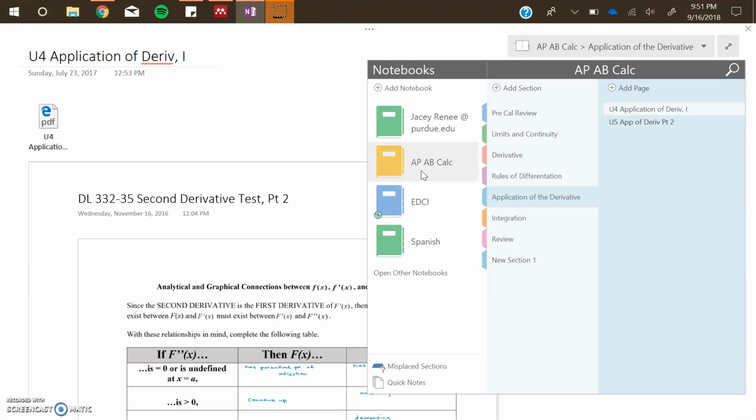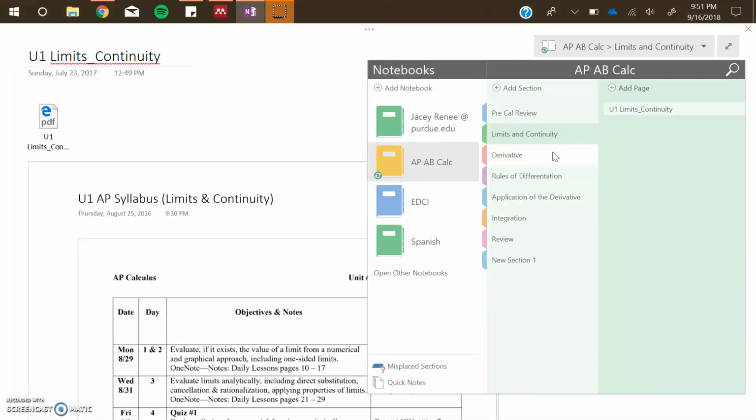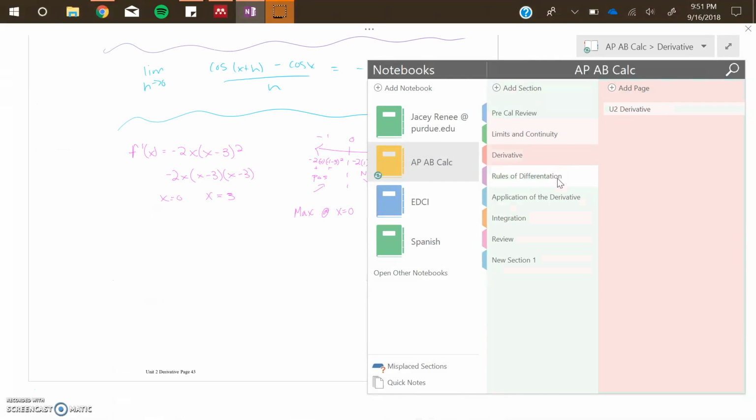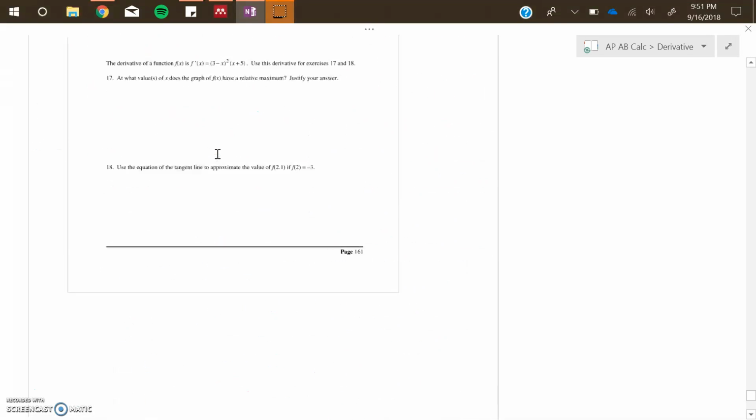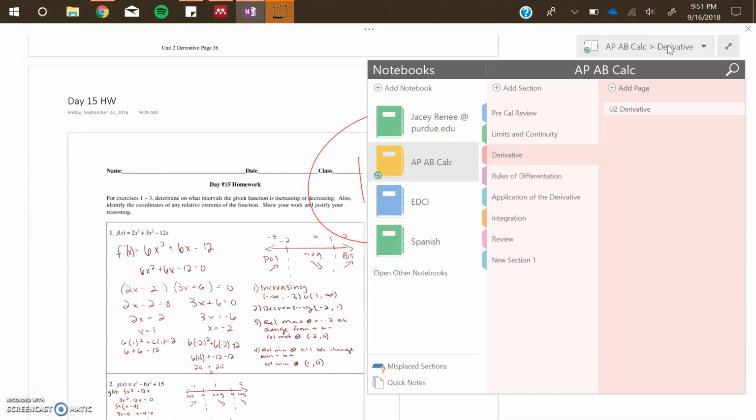Then I have my AP/AB Calc. This is something we created in high school. My entire class did it so that we would always have these notes with us. And we have a bunch of different sections over here, as you can see, that have different notes in them, different pages of things we did in Calc.